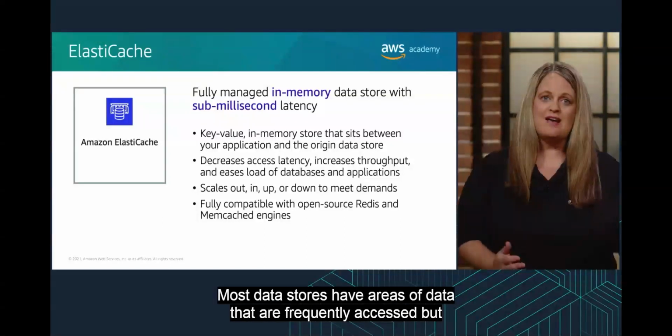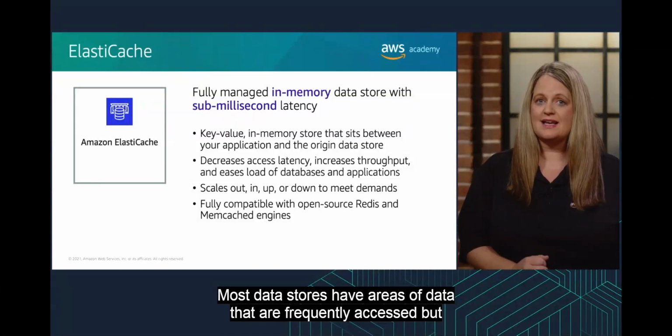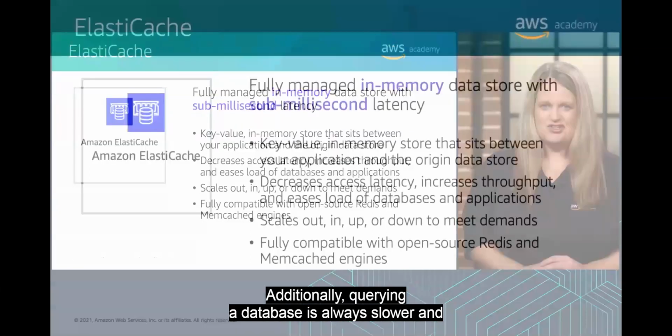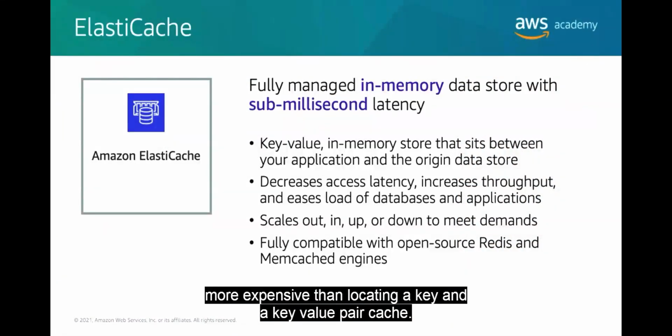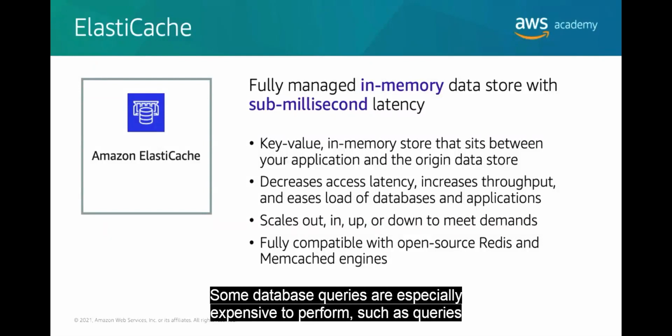Most data stores have areas of data that are frequently accessed but seldom updated. Additionally, querying a database is always slower and more expensive than locating a key in a key value pair cache. Some database queries are especially expensive to perform, such as queries that involve joins across multiple tables or queries with intensive calculations. By caching these kinds of query results, you pay the price of the query one time. Then you can quickly retrieve the data multiple times without having to rerun the query.